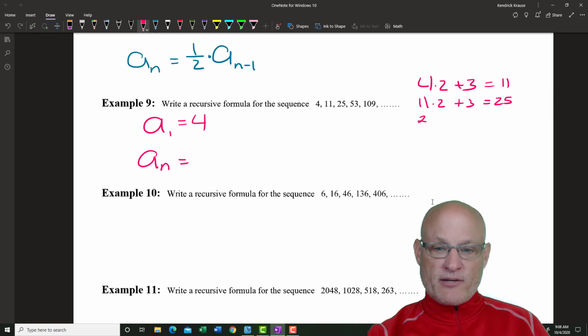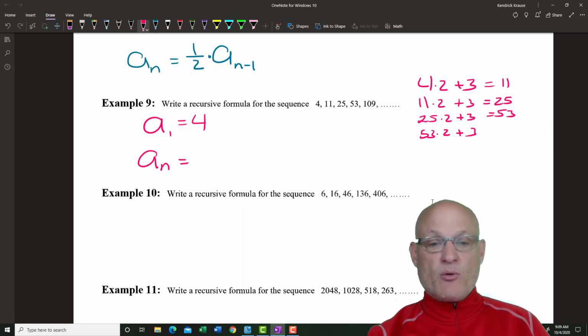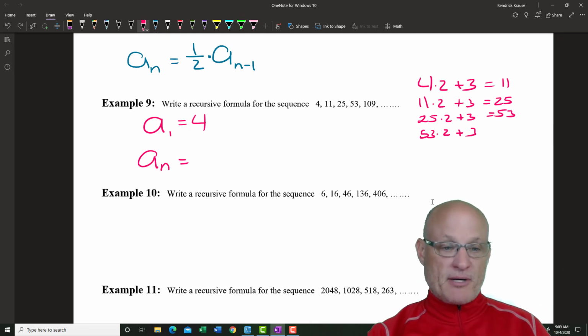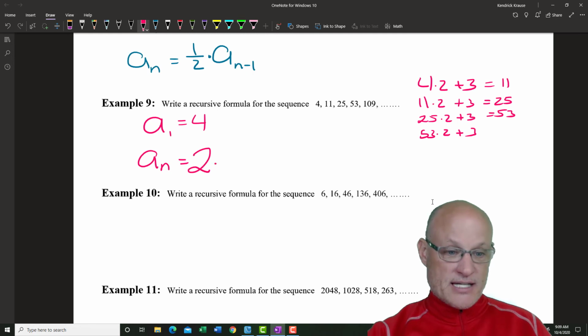And then I can take 25 and multiply by 2 and add 3. That would give me 53. That looks like our problem, right? We're going to multiply by 2, 53 times 2 plus 3. That's 106 plus. Yeah, so what we're doing is we're taking the previous term, multiplying by 2. So 2 times the previous term. Wow, that's just awful. And then we're going to add 3.